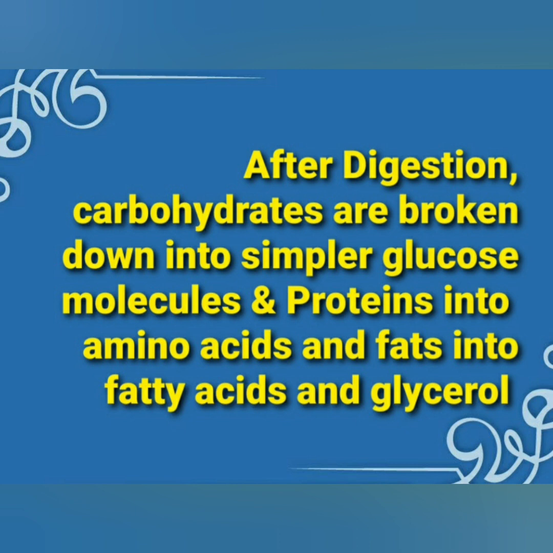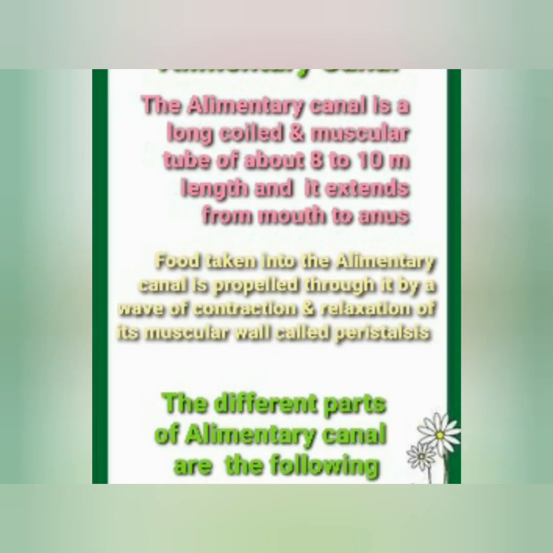After digestion, carbohydrates are broken down into simpler glucose molecules and proteins into amino acids and fat into fatty acid and glycerol. The alimentary canal is a long, coiled and muscular tube and it extends from mouth to anus. Food taken into the alimentary canal is propelled through it by a wave of contraction and relaxation of its muscular wall and it is called peristalsis.